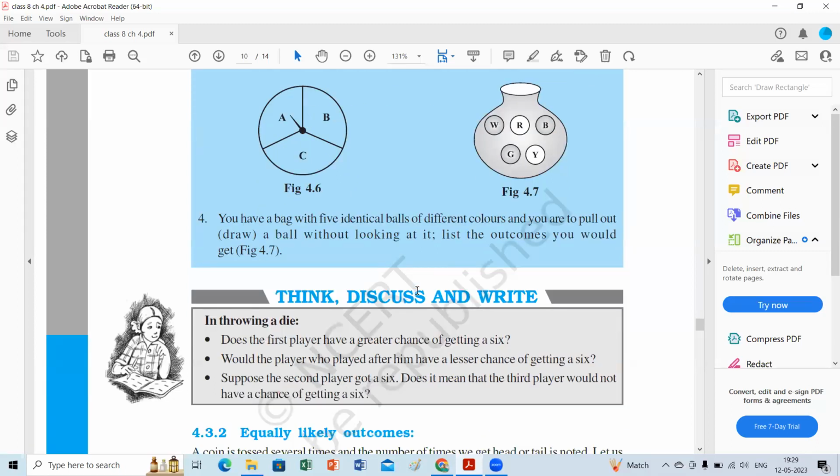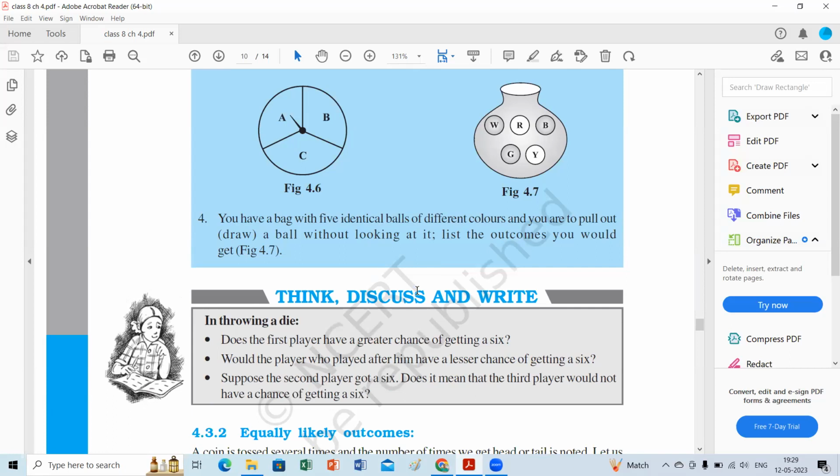You have a bag of 5 identical balls in different colors. Put a ball without looking, and list the outcomes you would get. Without any color choice, just picking up a ball means it's 1 by 5. Think, discuss, and write.